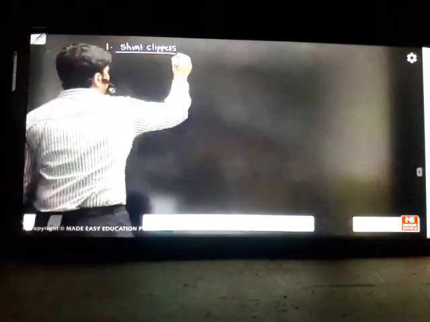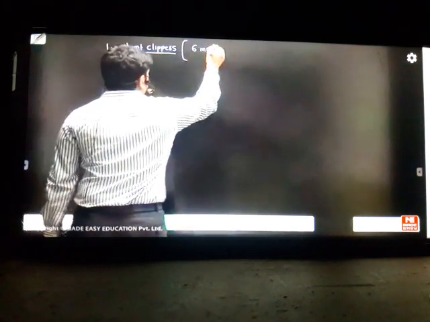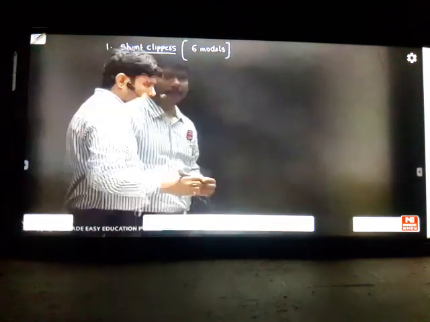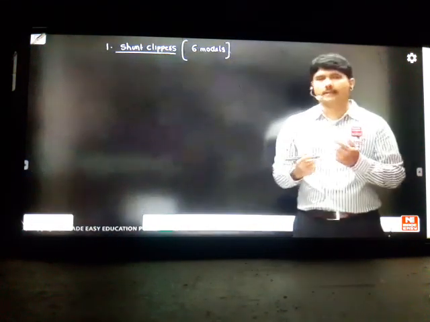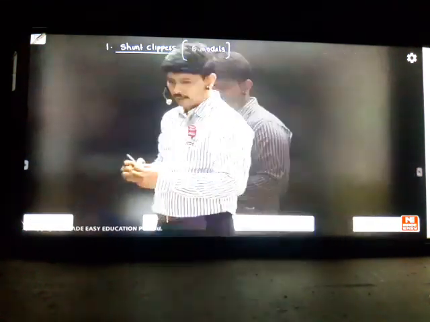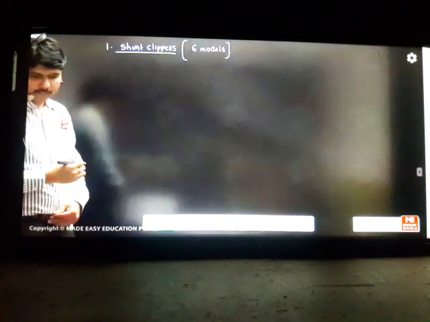Shunt clippers. We have nearly 6 models we can study inside the shunt. We'll try to understand each model and how to develop the concept. Let us see what shunt clippers we can do. See, model 1 I'm doing analysis today.